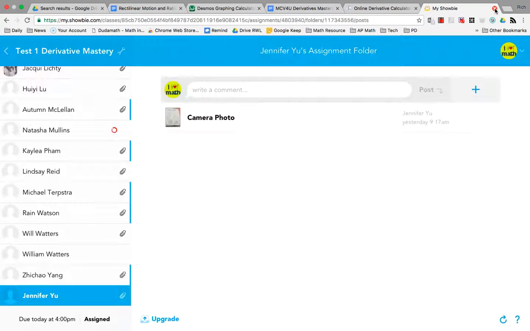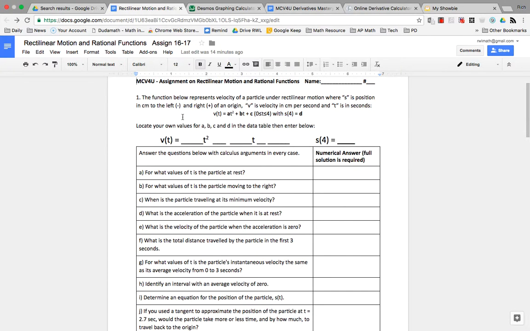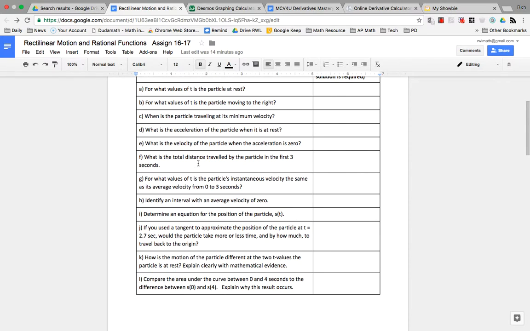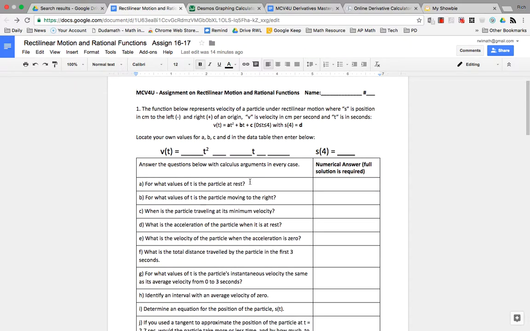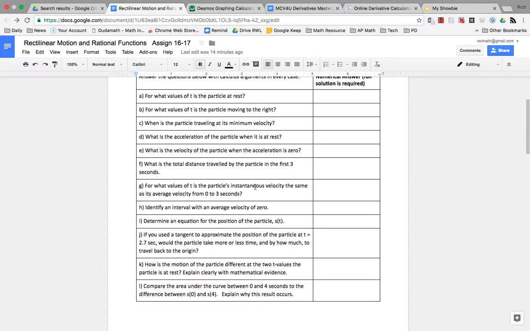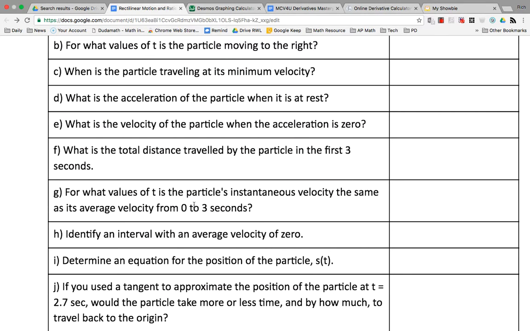I am just going to go through a few parts of your assignment for you to make sure that you know what's going on. All right, so we'll go through that. The first bit is question number 1, and the one question that I'm having is number 1F. What is the total distance traveled by the particle in the first 3 seconds?